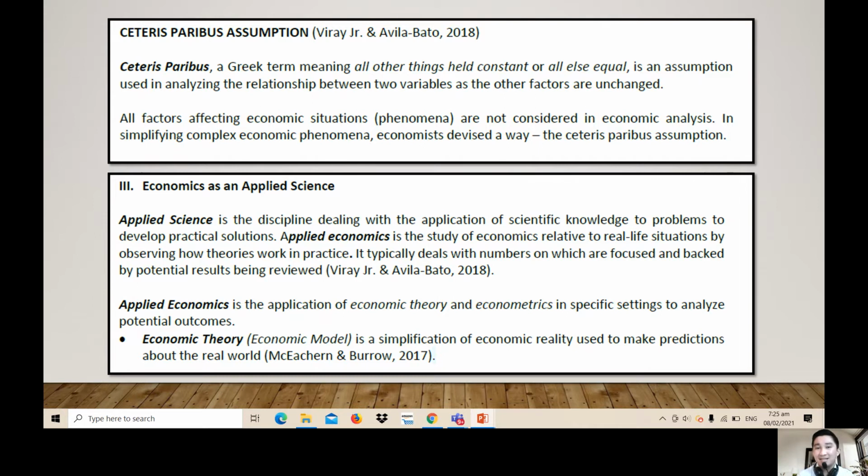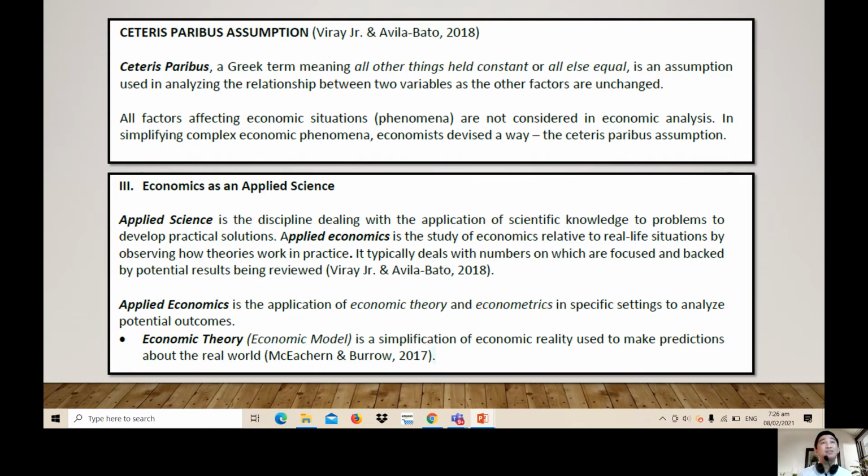Applied economics is the study of economics relative to real-life situations by observing how theories work in practice. It typically deals with numbers, which are focused and backed up by potential results being reviewed. Next is applied economics: the application of economic theory and econometrics in specific settings to analyze potential outcomes. We have economic theories, which are a simplification of economic reality used to make predictions about the real world.